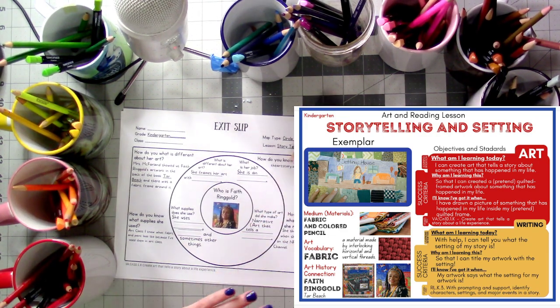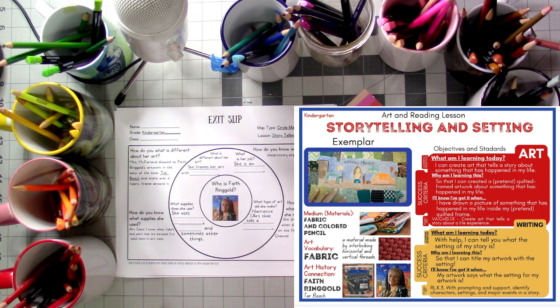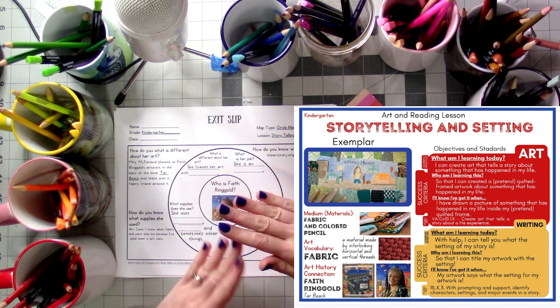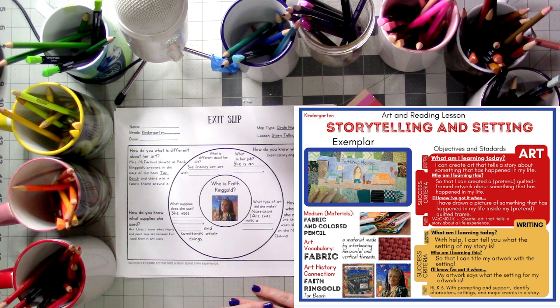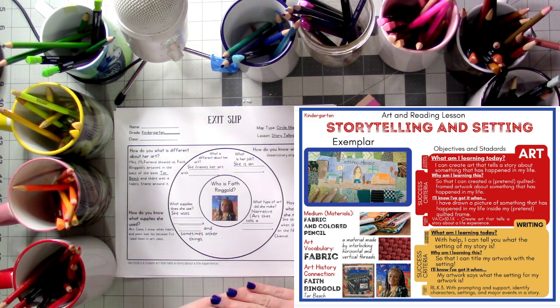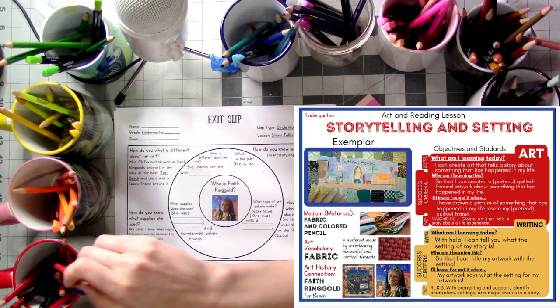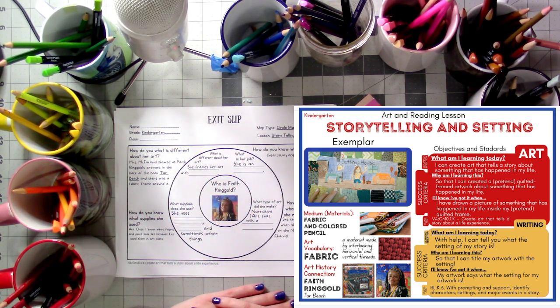Okay, hello art people. We are going to exit out of our storytelling and setting lesson by doing this exit slip. That way we can enter into a new art lesson. As you can see, you're going to be allowed to use colored pencils for this today. And as you can see at your table, all the colored pencils are organized by color. So make sure when you get a color and use it, you put it back before you get another color. There should not be any colored pencils on the table.